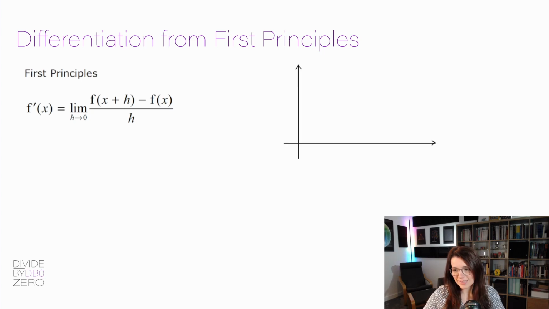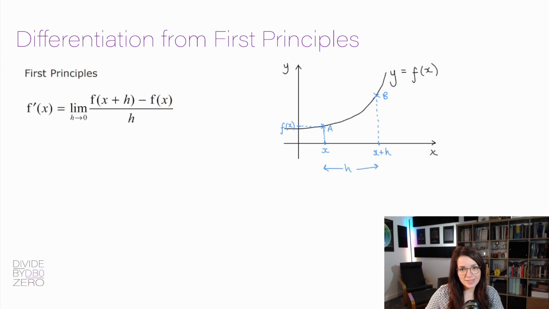So there are some axes, and I'm just going to draw a curve here. So x-axis, y-axis, and let's say this is the function y equals f of x. Now, if we think about 2 points on that curve, let's call this point A and this point B. At A, we can say that this x-coordinate is called x, and therefore the corresponding y-coordinate would be f of x. And for B, we're going to call this x-coordinate x plus h, where h is the distance between the two x values. And therefore, the corresponding y value would be f of x plus h.